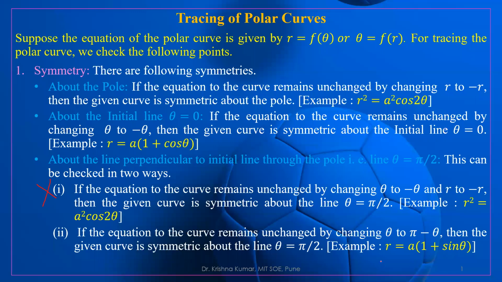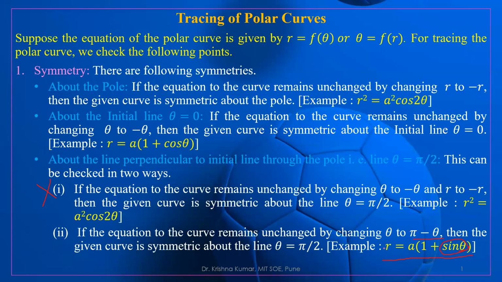For example, just look here, r is equal to a times (1 plus sine theta). So what does sine of (pi minus theta) mean? Sine of (180 minus theta) is sine theta. So clearly, if we replace theta by pi minus theta, then the curve will not change.